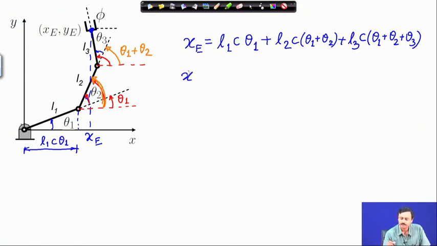Similarly, I can write the y coordinate as the projection of these link lengths on the y axis. To start with, this distance is the projection of L 1 on the y axis, and this can be written as L 1 sin theta 1.